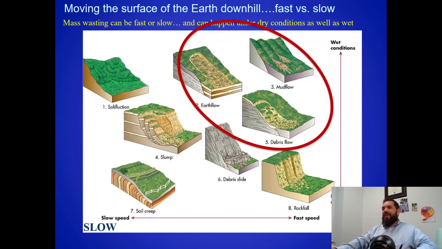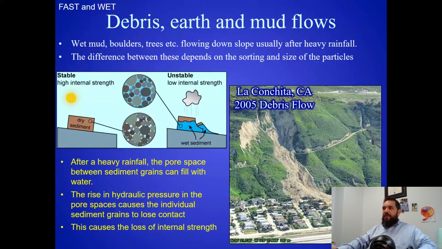The difference between mud flows, debris flows, and earth flows is fairly small, so I don't make distinctions among them. But they do differ in the speed at which they happen and the conditions of wetness or dryness, the moisture content. But you don't have to make distinctions. So we'll just treat them all together: debris flows, earth flows, and mud flows. These usually occur under wet conditions.